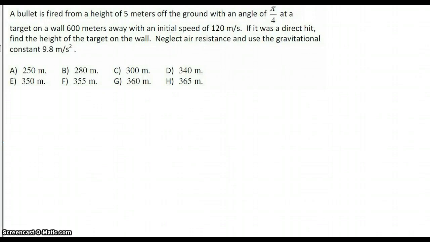Okay, a bullet is fired from a height of 5 meters off the ground with an angle of pi over 4 with the horizontal at a target on the wall 600 meters away. Let's stop right there for a second. So we have theta is pi over 4. The initial height h is 5. The initial speed is 120 meters per second.